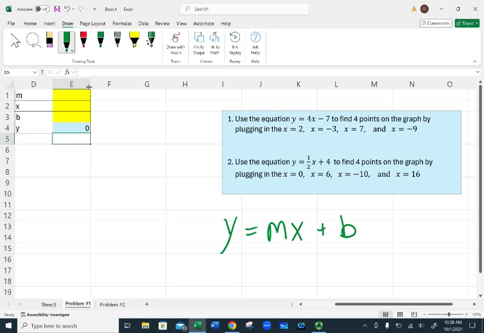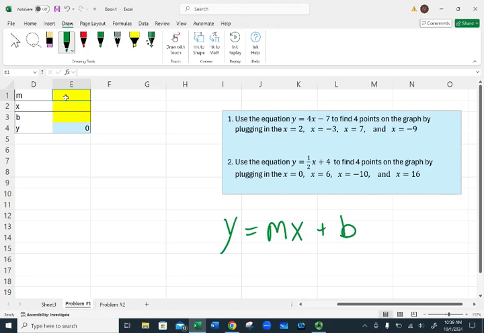Well, these cells are empty, these yellow cells. So Excel is treating them like 0, 0, and 0. If nothing is in the cell, Excel is treating it like it's the number 0. Now, I'm going to go to this first problem, y equals 4x minus 7. So the m, in this case, is the 4, and the b is the negative 7.